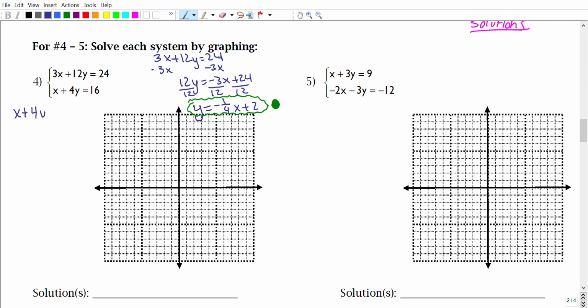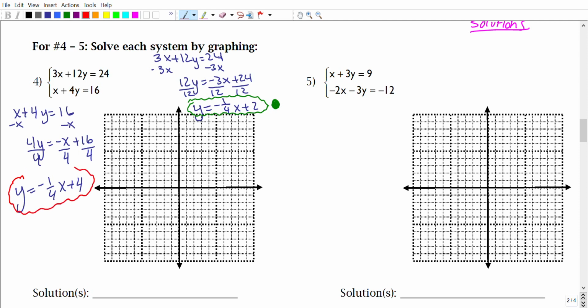x plus 4y equals 16. I want the y by itself, so I want to get rid of the x. So I'm going to get 4y equals negative x plus 16. Divide by 4, divide by 4. I get y equals negative 1/4 x plus 4. So this one I'm going to go ahead and do in red.